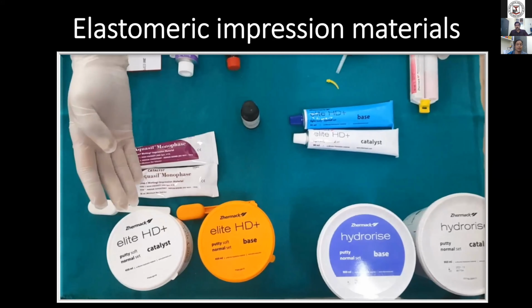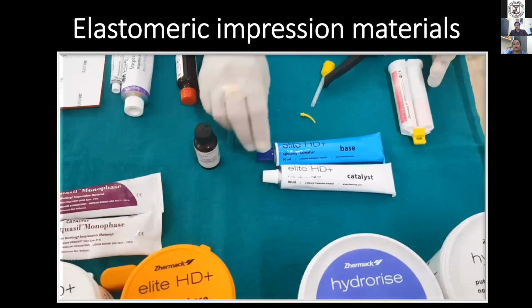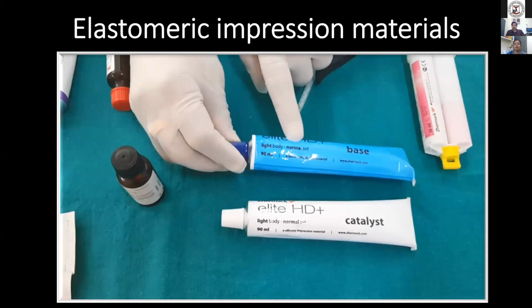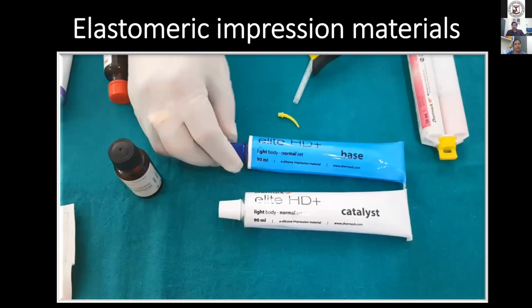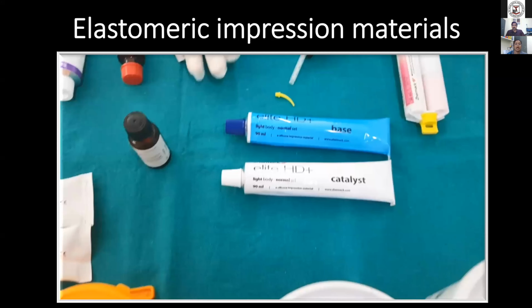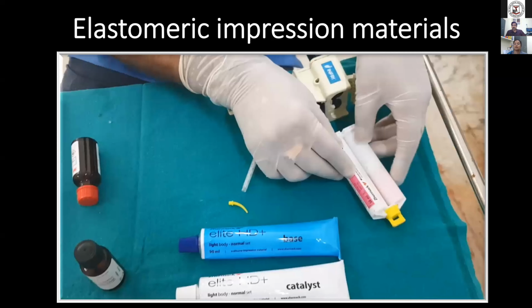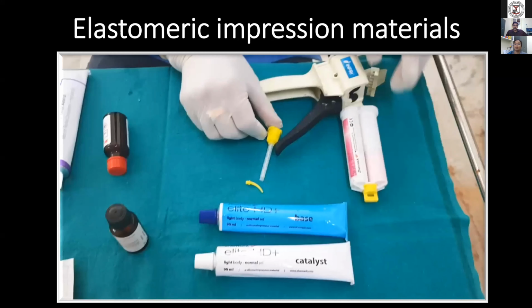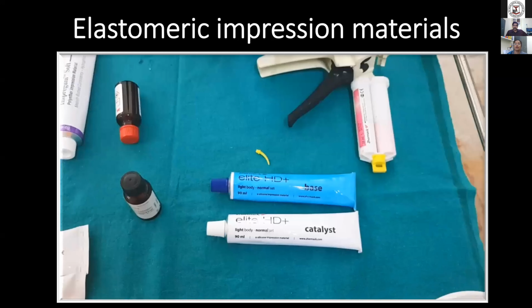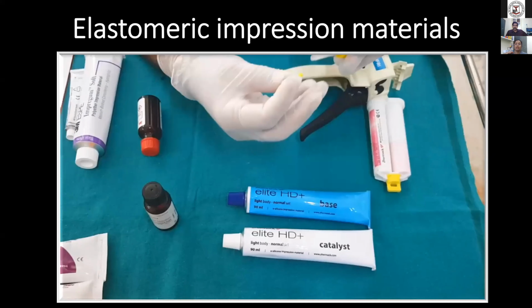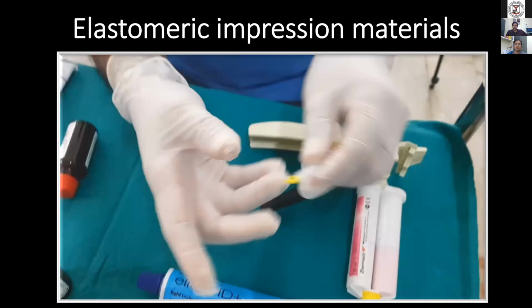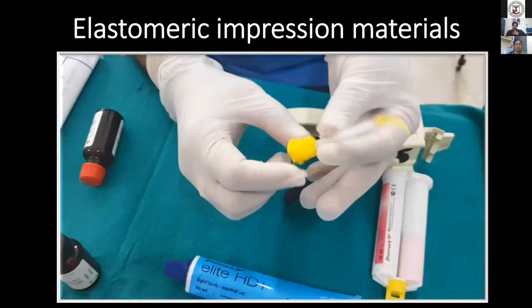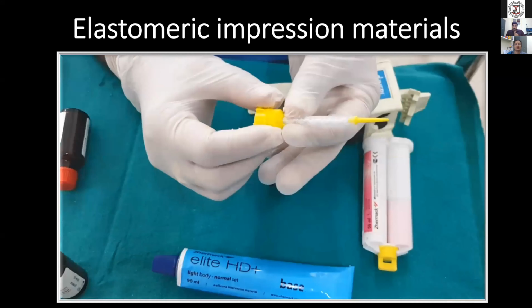Putty has to be combined with a light body material. Here you can see the light body material in paste form. The paste form is economical. The paste form has to be dispensed and mixed with a spatula, and the cartridge form is a little bit expensive but more convenient to use. It is available with an auto-mix spiral and an intraoral tip. With the help of this tip, the material can be precisely injected to the finish line, interdental areas, and gingival sulcus, etc.